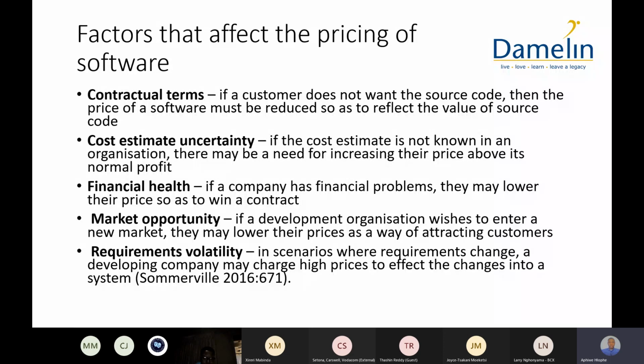Okay, so also financial health. If a company has financial problems, they may lower their price so as to win the contract.